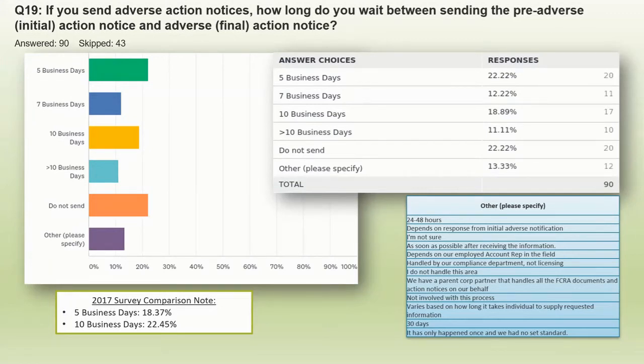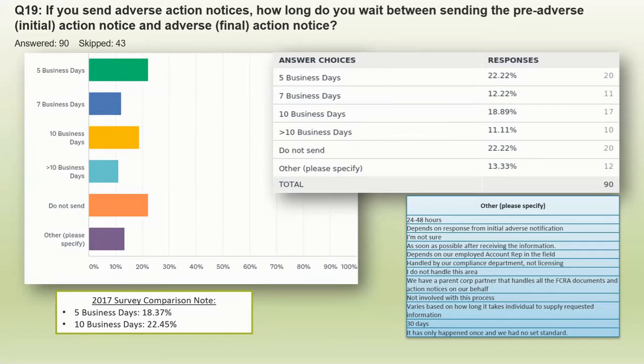So from the court standpoint, the common interpretation of that reasonable period is a minimum of 5 business days. When you bring in ban-the-box laws and stuff, it opens up quite a bit. But we continue to ask this question. In 2017, the 5 business days was 18.3%, and now we've seen an increase in that response rate up to 22%. In 2017, the 10 business days was at 22.45%, and that's actually dropped to 18.98%.